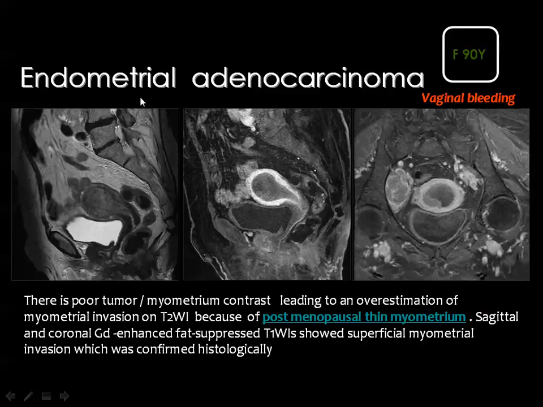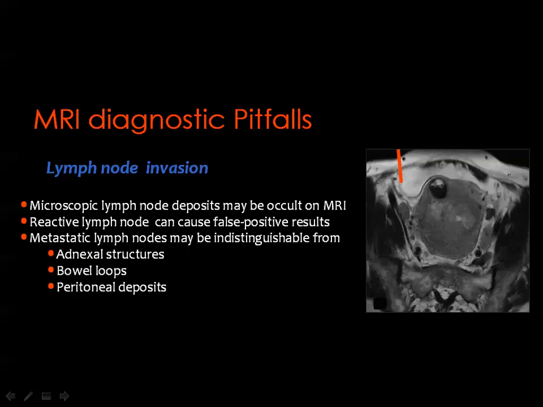Then this is an endometrial cancer in a female 90 years old, and you can appreciate the tumor, this is a T2 weighted image, but you cannot say for sure how much the myometrial invasion is. And by the enhancement, then you can appreciate the tumor separable from the enhancing myometrium.